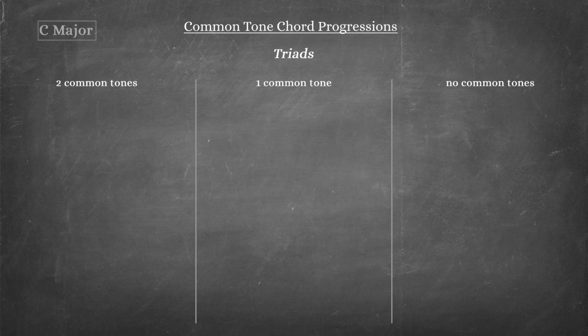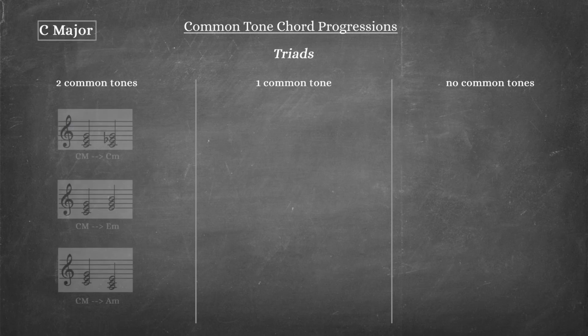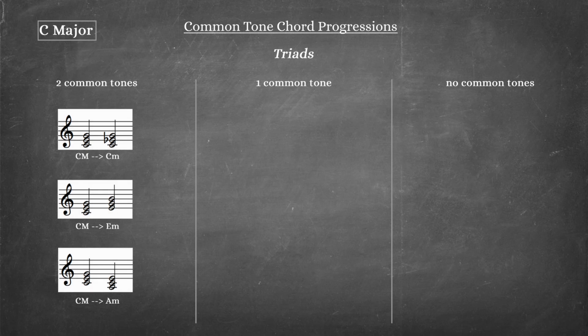Let's look at the C major triad as our example. From C major, there are only 3 major or minor triads that have 2 common tones: C minor, E minor, and A minor. From C major to C minor, the root and fifth are shared, and the third moves by half step. From C major to E minor, the E and G are shared, and the C moves a half step to B natural. And from C major to A minor, the C and E are shared, and the G moves to A.